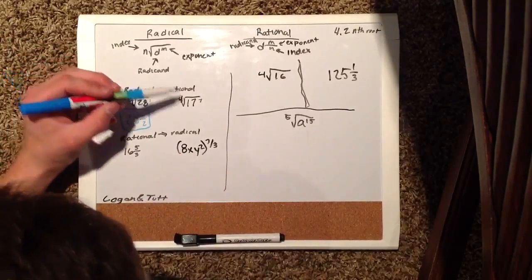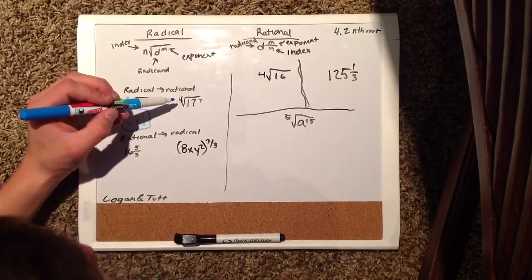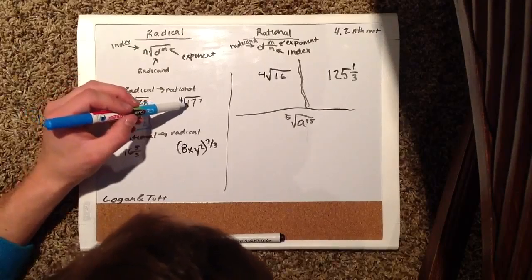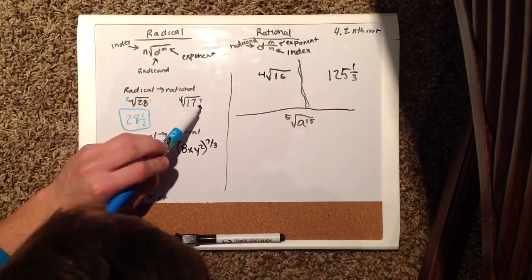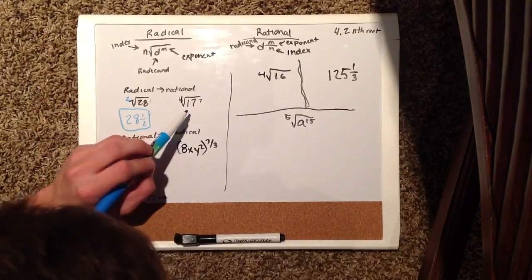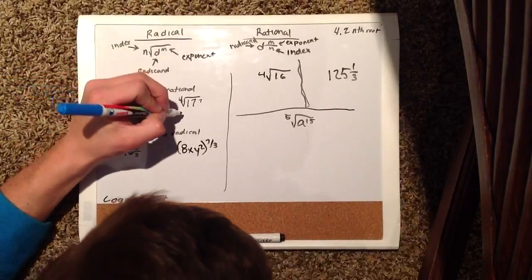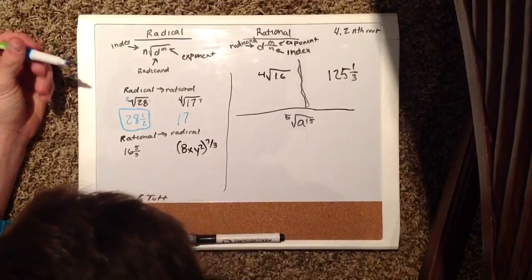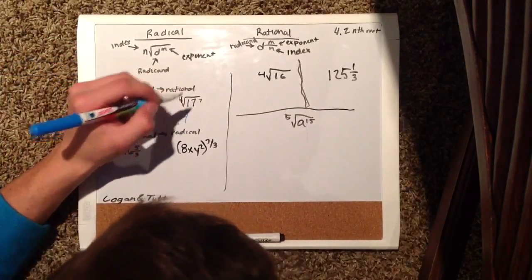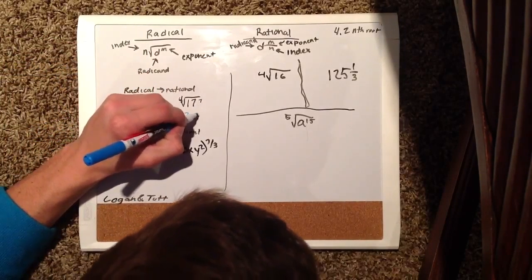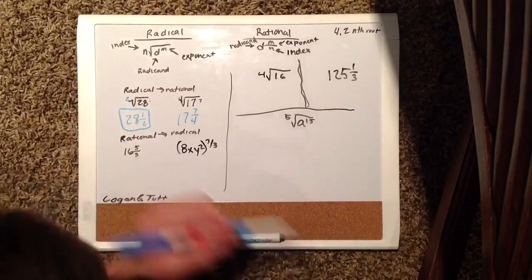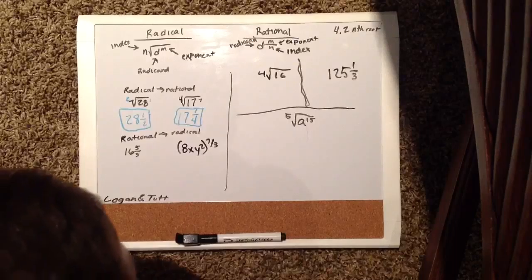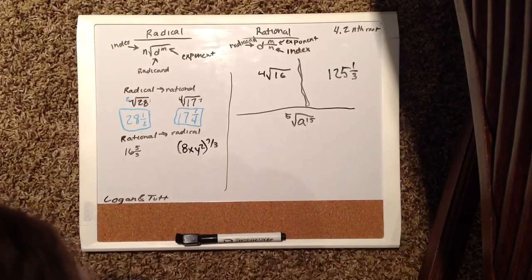Now, in the next problem, you're given 4 on the outside, which will be your index. And inside, 17 is your radicand, and 7 is your exponent. So in this, 17 will be your radicand, and 4 would be your index, and 7 will be your exponent. As you'll remember, the exponent is always over the index, no matter what.